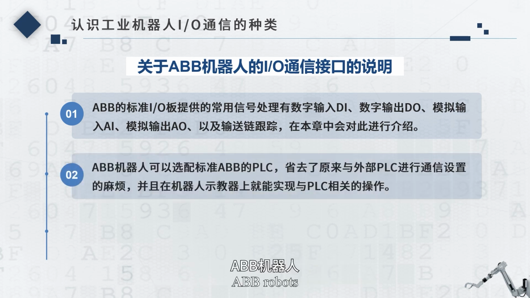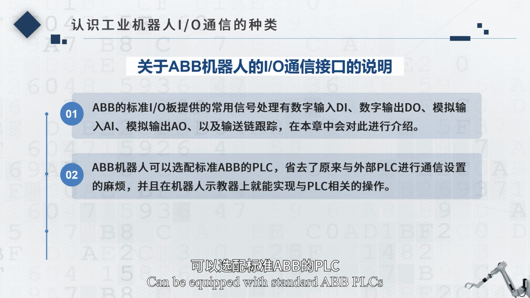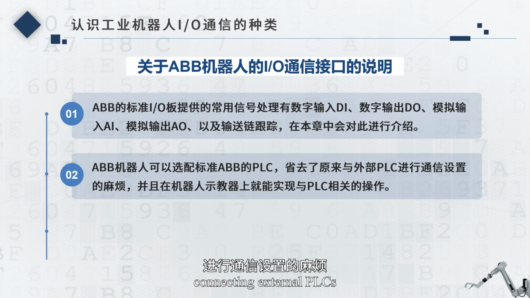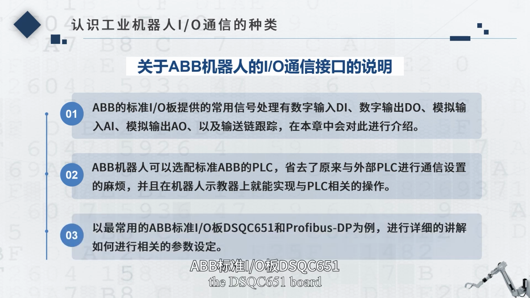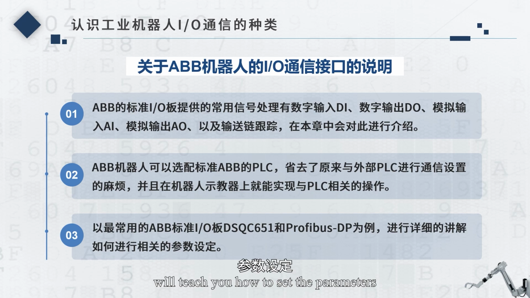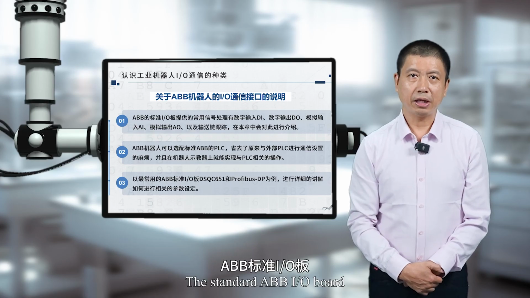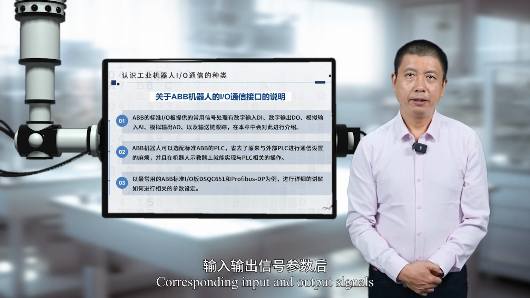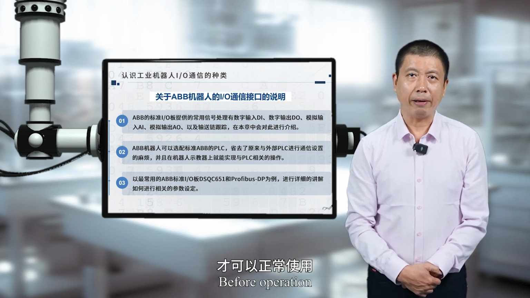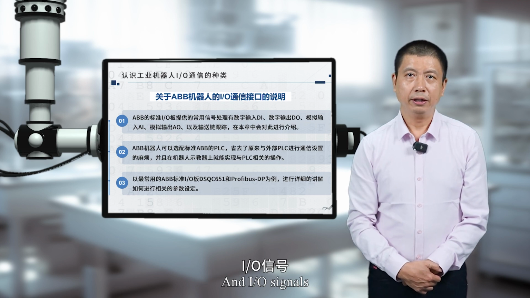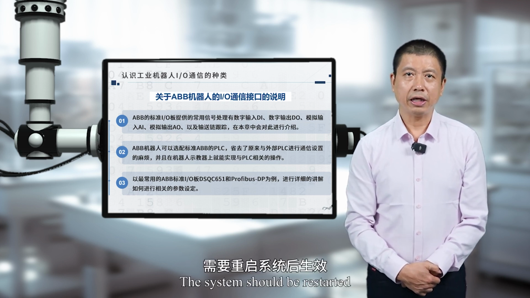Second, ABB robots can be equipped with standard ABB PLCs without connecting external PLCs and conduct PLC operation in the demonstrator. Third, taking the DSQC651 board and Profibus DP as examples, this lecture will teach you how to set the parameters. The standard ABB I/O board should be set with corresponding input and output signals. Before operation, the parameters include I/O module and I/O signals. After setting, the system should be restarted.